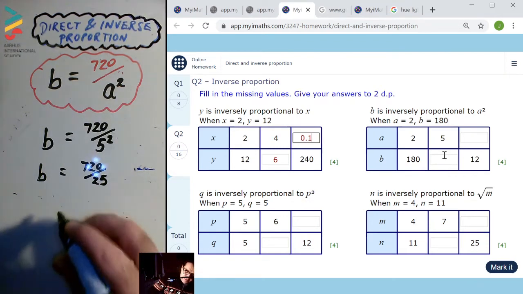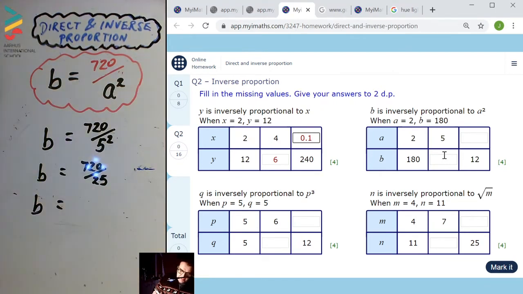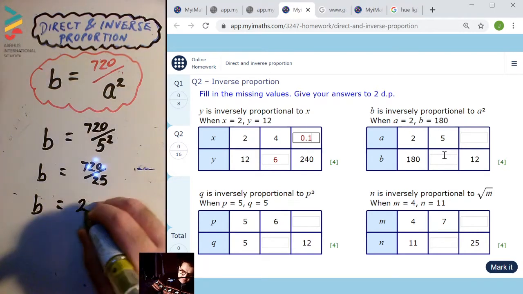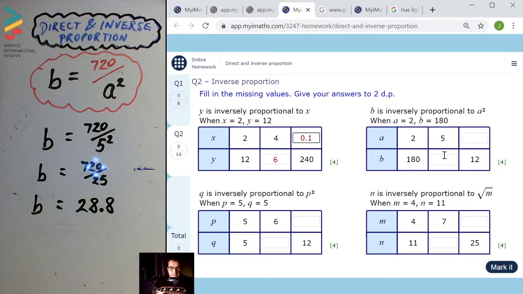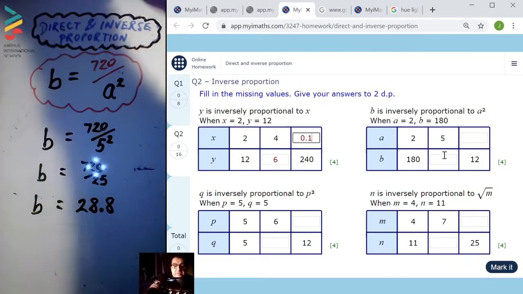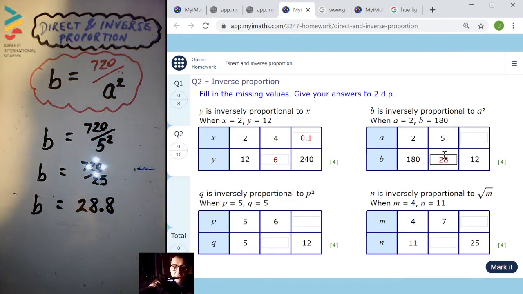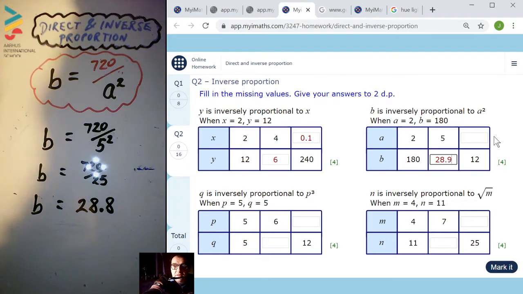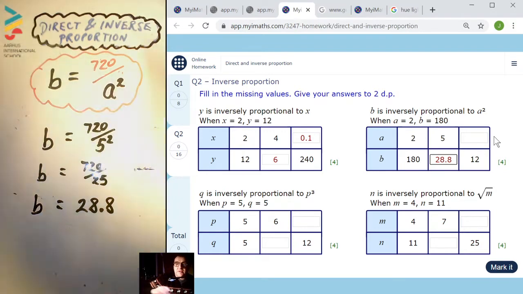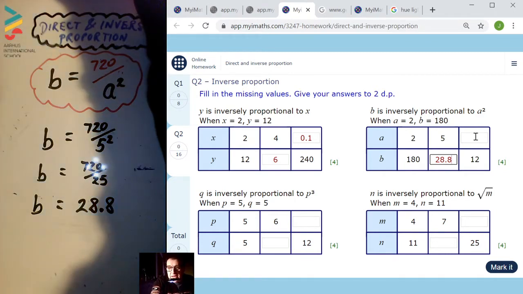And then that's going to be 28.8, isn't it? Just trying to do that in my head. B is 28.8. So that's the answer to the first one. When a is 5, b is 28.8. Need a decimal in there, don't I? 28.8, okay.